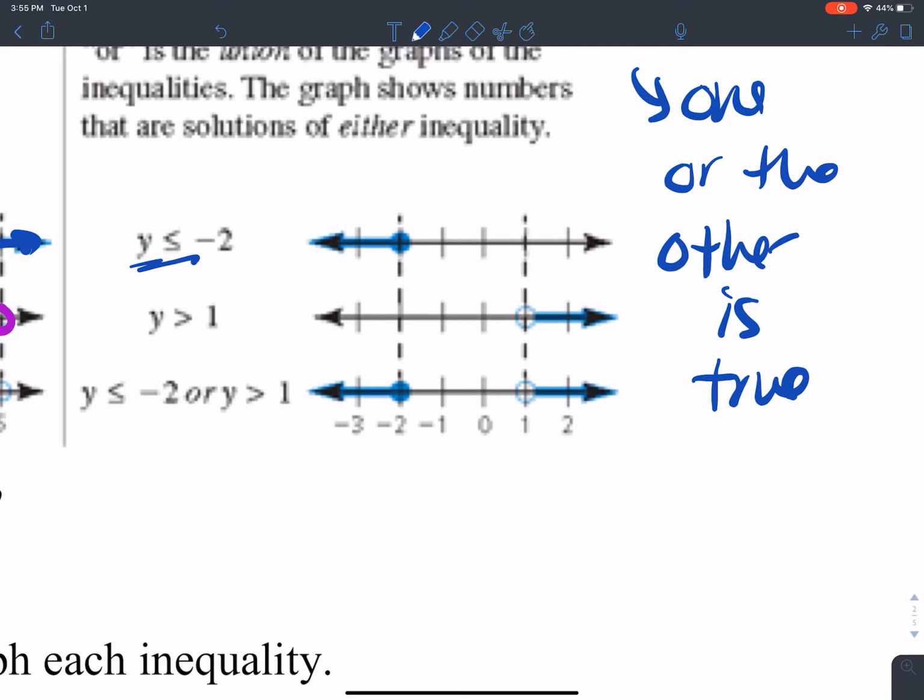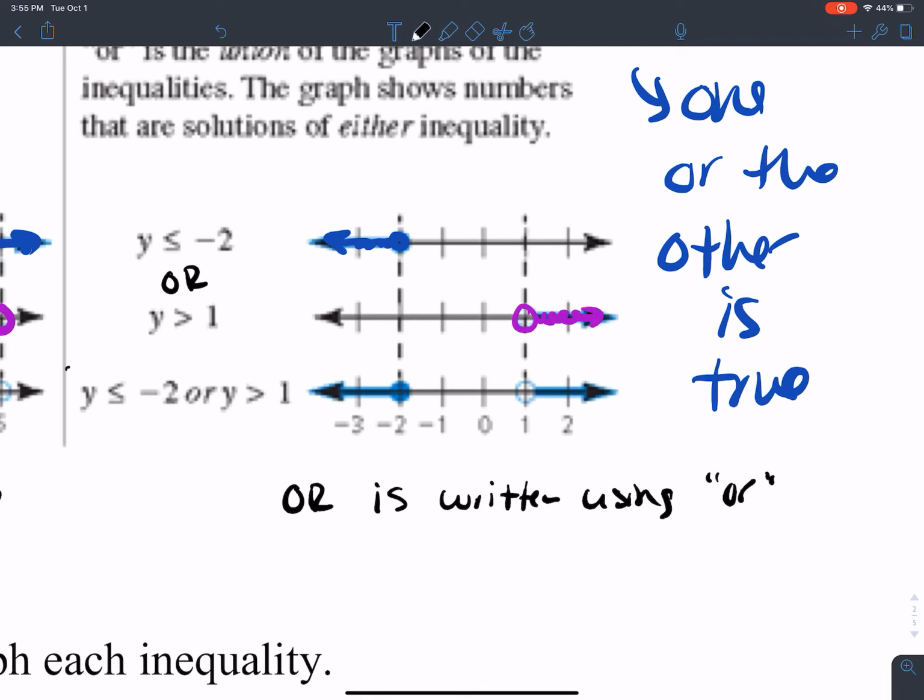With an or inequality, just one or the other is true. So this first inequality is all the y's that are -2 or less. So that's these numbers. The next inequality is all the y's that are bigger than 1. So that's where we have this inequality. Now our final solution uses both of them. So an or inequality is always written using the word or, which we can see here. If I'm comparing these two inequalities at once, I'd put the word or in between them, and their final answer is written as two inequalities separated by the word or.